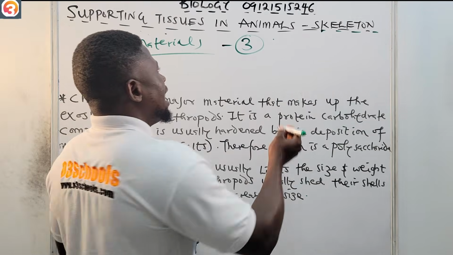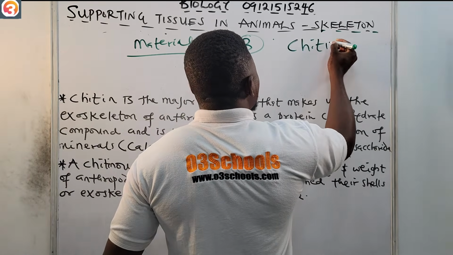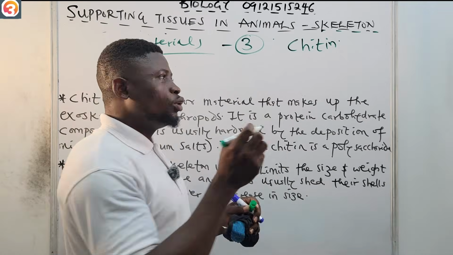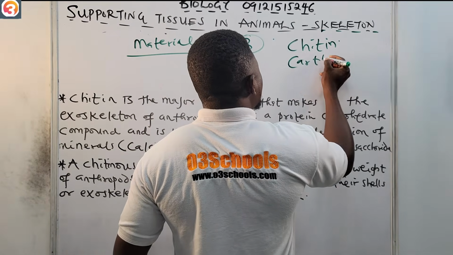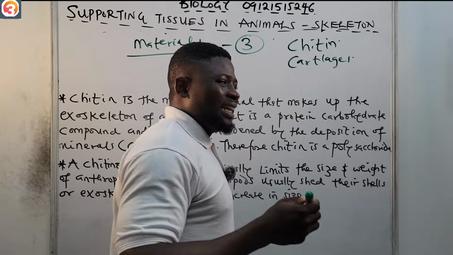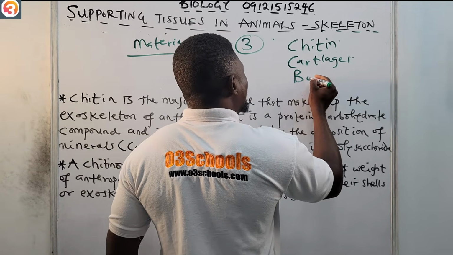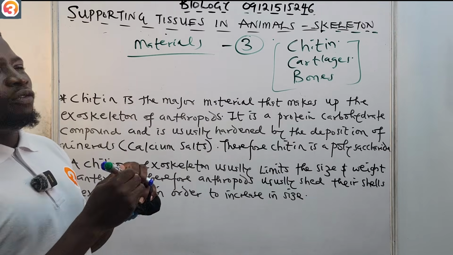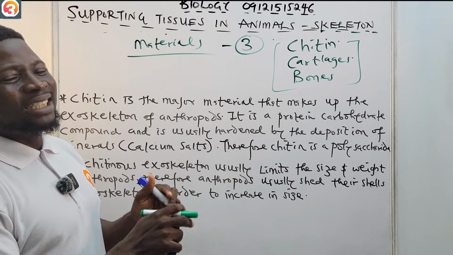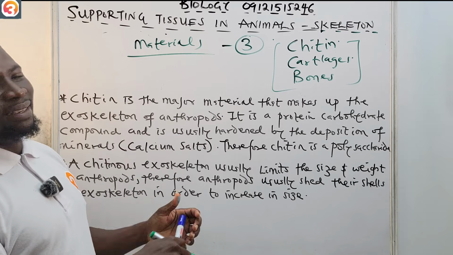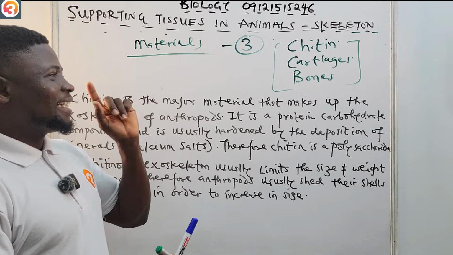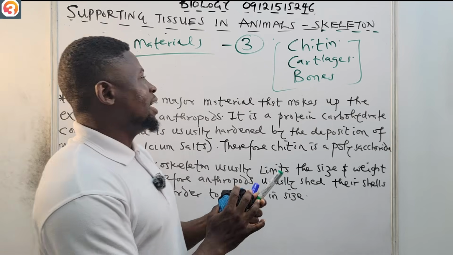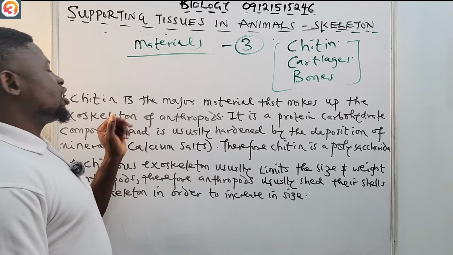Number 1, we have what's called the chitin, C-H-I-T-I-N. Number 2, we have cartilages. And then number 3, we have bones. All right, please take note of that. The skeleton of animals is made up of 3 types of materials, mainly the chitin, the cartilage, and the bones. And we're going to be looking at each of them one after the other. So let's talk about the chitin first of all.